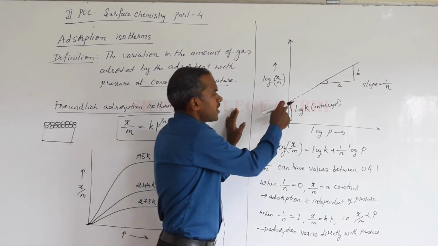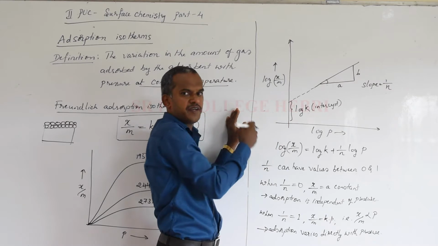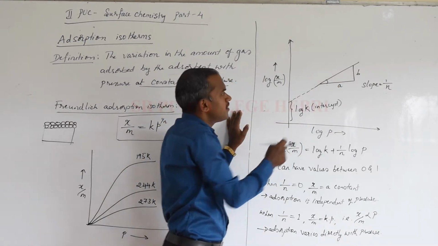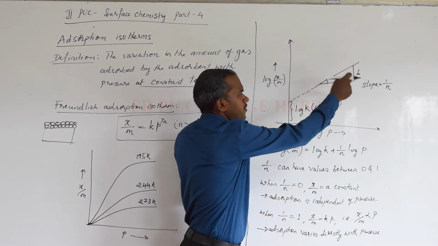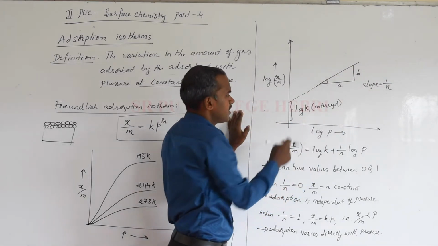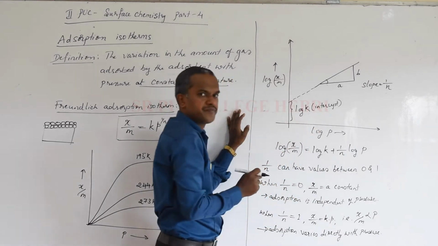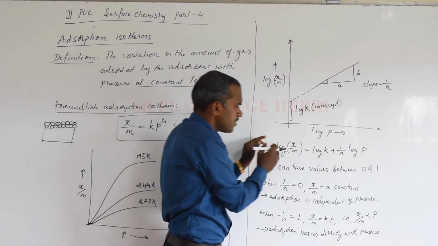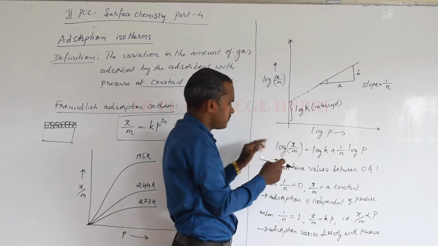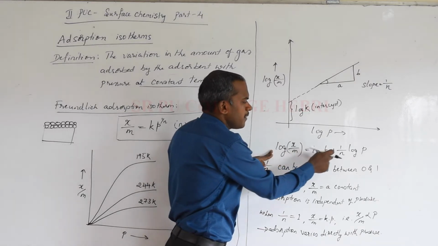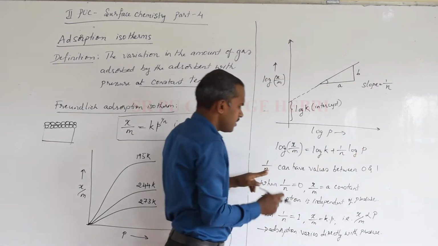When you plot the graph, it is different. Unlike the previous case, it is not a curve, we got a straight line. When you plot the slope here, you can understand we got a value of 1 by n as the slope and log k as the intercept. So after understanding what is Freundlich adsorption isotherm, we are now checking the feasibility of this. When log x by m is equal to log k plus 1 by n log p, let us try.